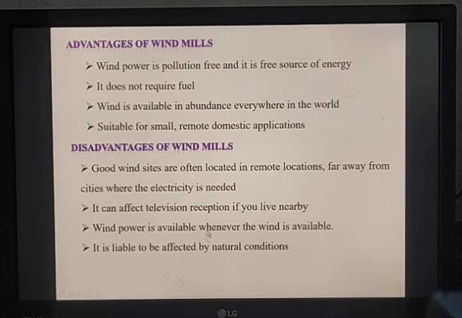It makes a lot of noise. That is visual and noise pollution. It needs big open space of land. The large amount of land is required.